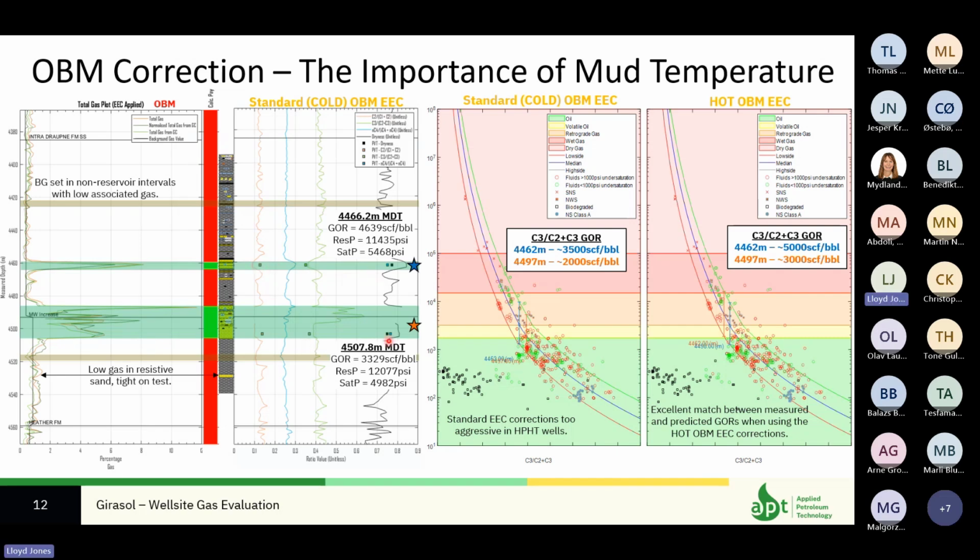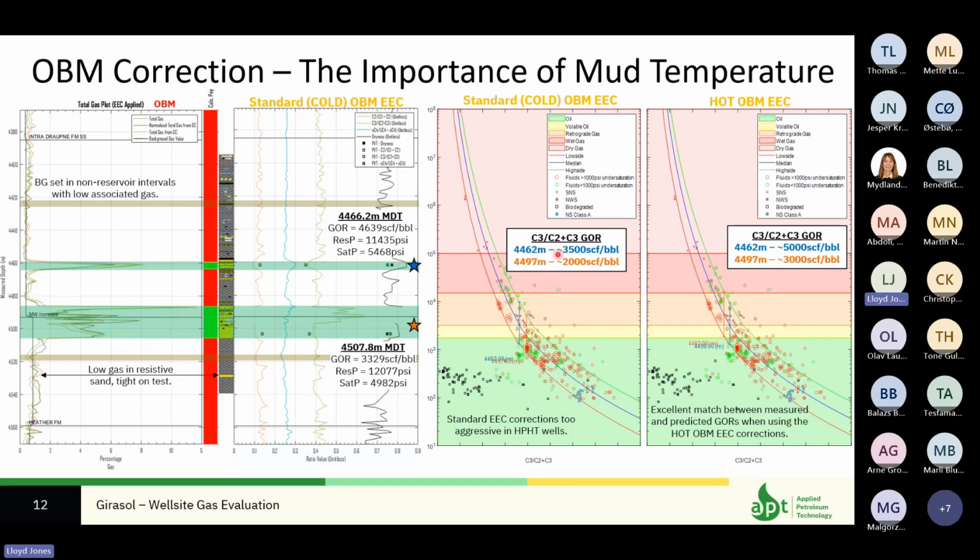We looked at the mud temperature. We know that the mud temperature is relatively hot, given what we typically see in the North Sea, because it is a HPHT well. So that means that we have to then use a different set of correction factors, which is not as aggressive. So we are reducing the amount of heavier hydrocarbons in the reservoir.